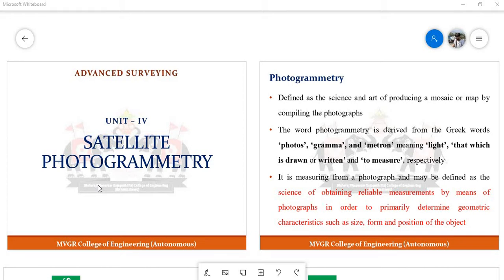Till now we have discussed satellite photogrammetry, some topics on satellite photogrammetry. In this lecture we will see the recap or revision of all those concepts.